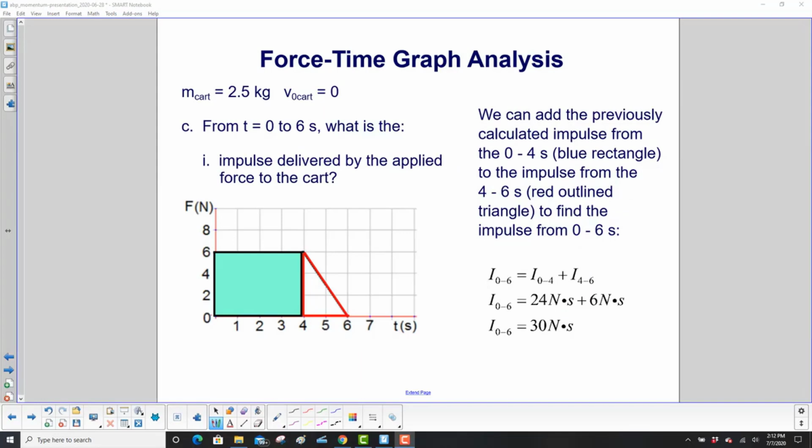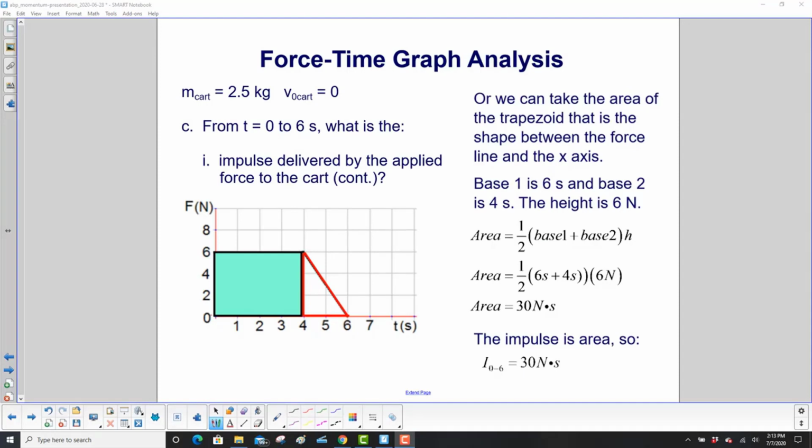And finally, from t equals 0 to t equals 6 seconds, this whole piece here, what is the impulse delivered by the applied force to the cart? Well, one way of doing this is adding the previously calculated impulse from the 0 to 4 seconds, our blue rectangle, to the impulse from the 4 to 6 seconds, the red outlined triangle, to find the impulse from 0 to 6 seconds. So we add 24 plus 6 newton seconds and we get 30 newton seconds.